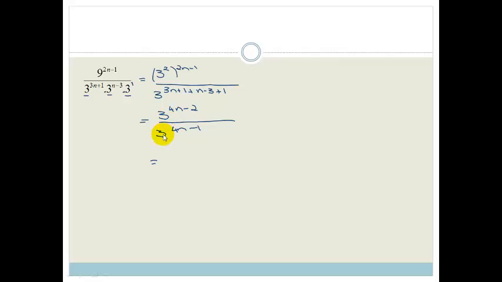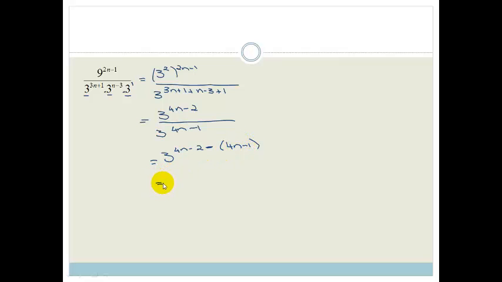Because we've got a common base on the top and bottom of a fraction, what are we doing? We're dividing. So that means that we can subtract the exponents. So we've got a common base of 3, and it becomes 4n minus 2 minus (4n minus 1). And you'll notice that I've put brackets here. It's very important for you to remember to put the brackets here, because if you don't, you're going to maybe forget that a minus times a minus makes a plus, and then your sum is going to be incorrect.